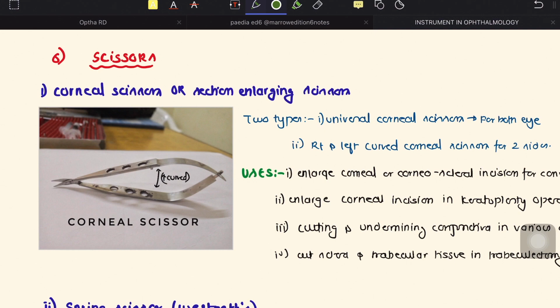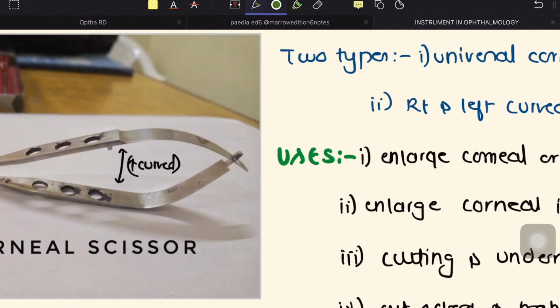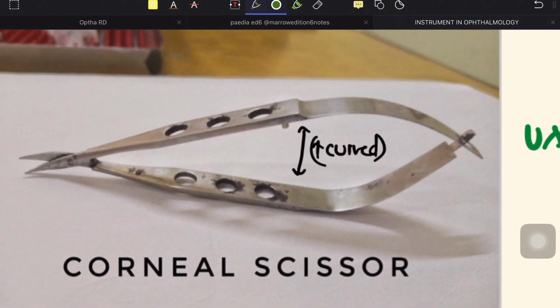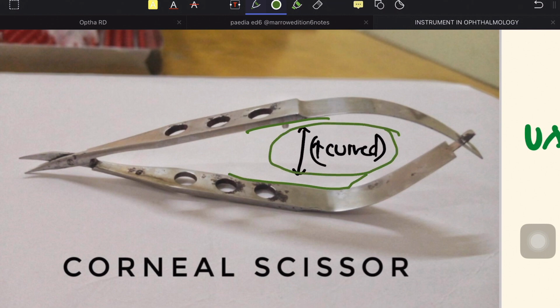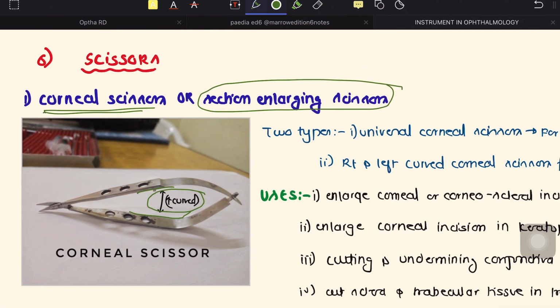So let us begin with corneal scissor. It is also called as section enlarging scissor. As you can see in this diagram, this is a corneal scissor. And from this diagram, we can appreciate the gap which is present in between the two limbs of the corneal scissor. It has a large gap. And because of this large gap, we can use this to enlarge the sections in the eye during surgery. So it is also called as section enlarging scissor.